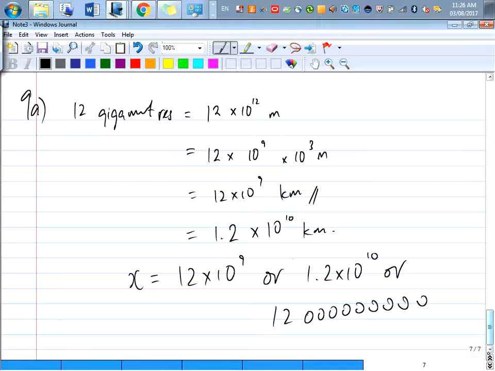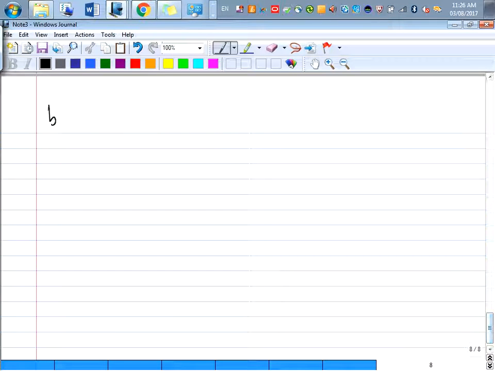Now part B. Find the speed. Equals distance over time, right? What's the distance that it travels? Yeah, you need to find the circumference. It is traveling in a circle. So we need 2 pi times the radius. What is the radius?